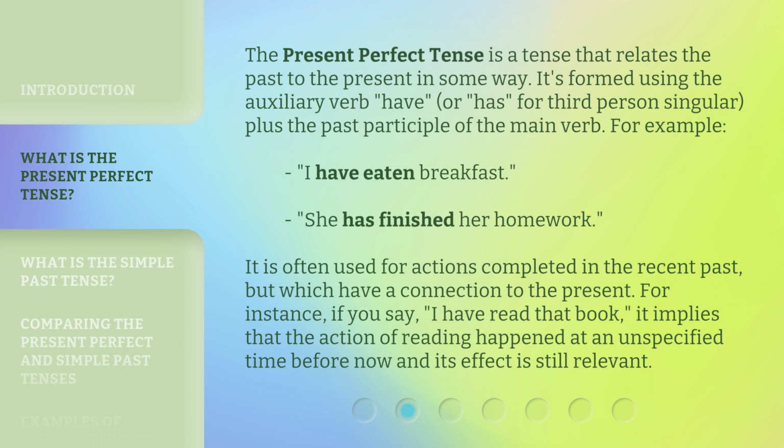The present perfect tense is a tense that relates the past to the present in some way. It's formed using the auxiliary verb have, or has for third-person singular, plus the past participle of the main verb. For example, I have eaten breakfast. She has finished her homework. It is often used for actions completed in the recent past, but which have a connection to the present.